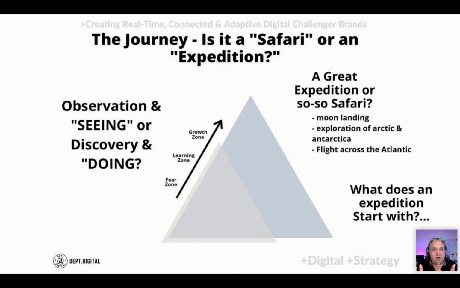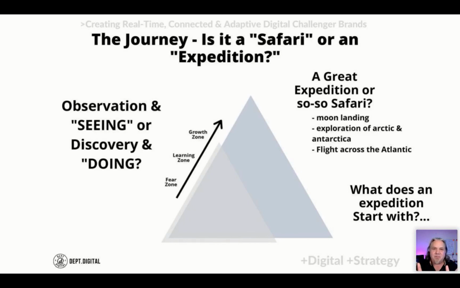Like I said, digital is hard, online is hard. So unless you frame it around how we create that process and that deeper understanding, which comes through an expedition, it won't work. Compare great expeditions of the past. Were they a great expedition or a so-so safari? The moon landing was definitely a technological expedition. Exploration of the Arctic and Antarctica were very difficult and challenging expeditions. Not everybody survived when they first started going there. Or even something like the flight across the Atlantic.